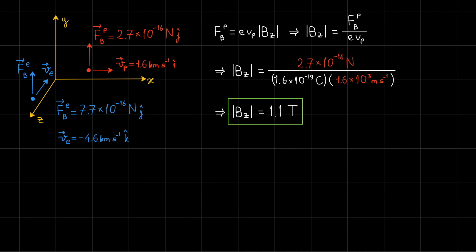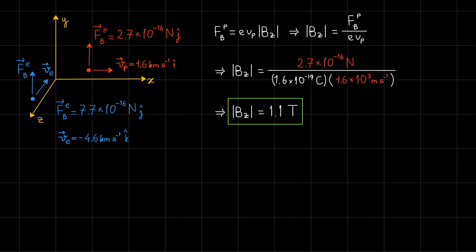Let's set up our formula to find the z component of the magnetic field. We use the magnetic force formula for the proton. So the magnetic force acting on the proton is equal to the proton's charge times its speed times the absolute value of the magnetic field z component. Note that I'm keeping everything positive because this is not a vector equation. This is just the formula for the magnitude of the magnetic force acting on the proton.